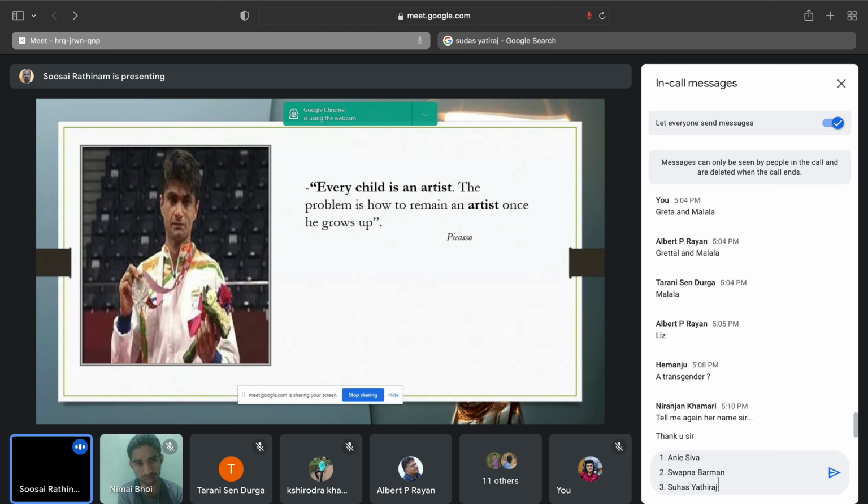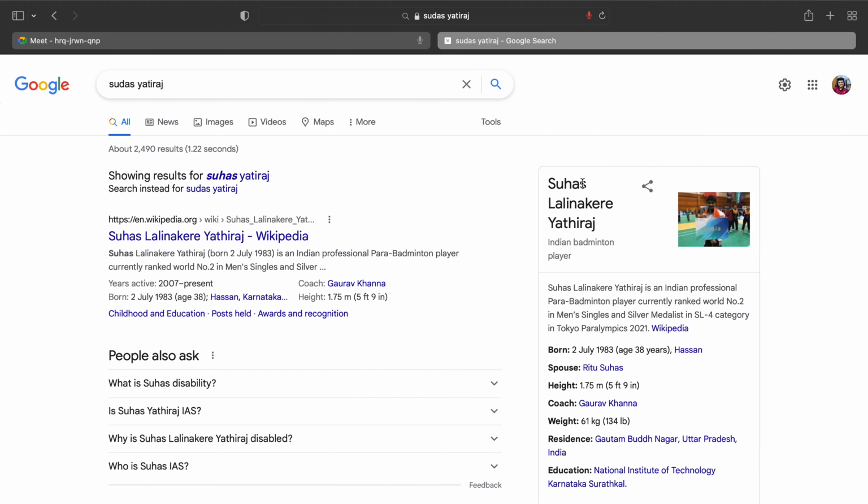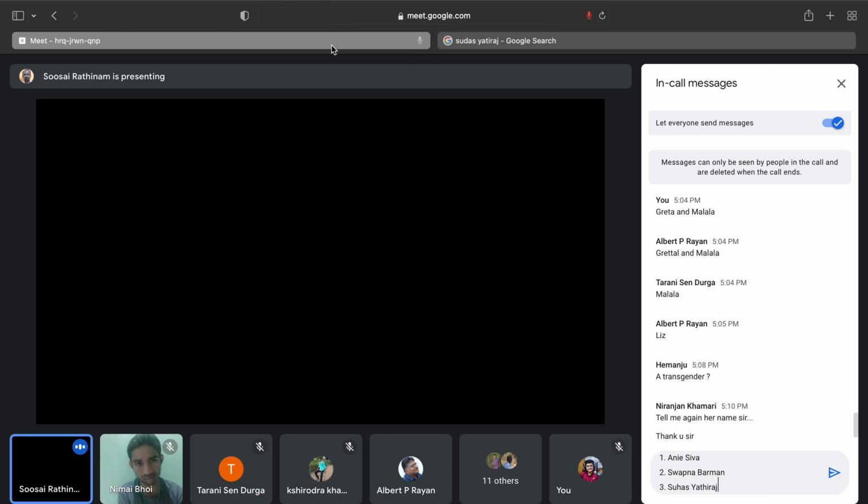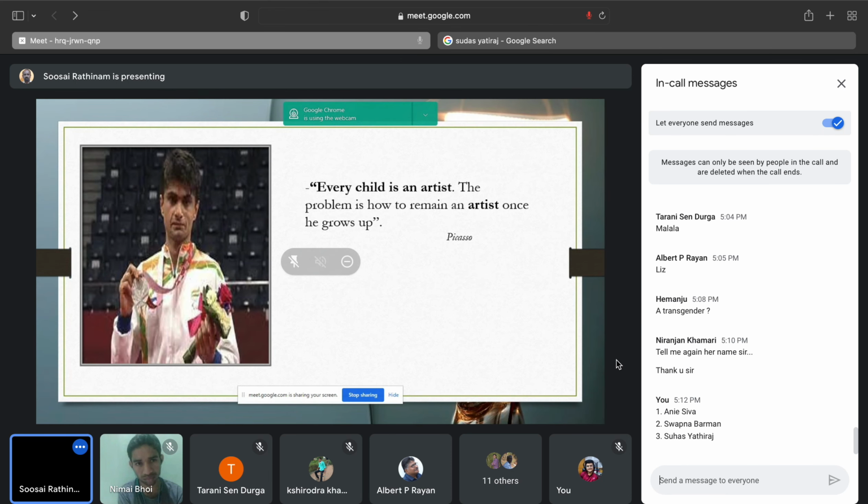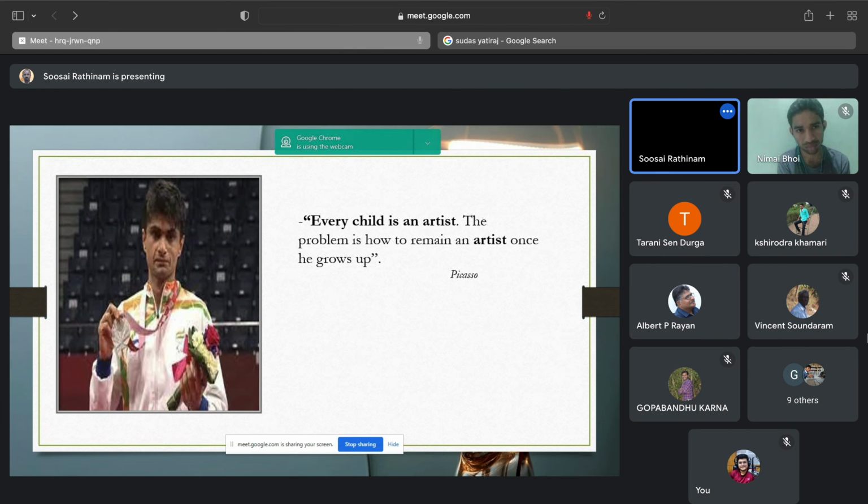He won a silver medal in the recently concluded Paralympics in Tokyo. His name is Suhas Yatiraj. And once you read his biography, how he became great and how passionate he is both in academics as well as in sports, it is something alarming. So I've just given you 3 examples to show that the law of attraction is very important.